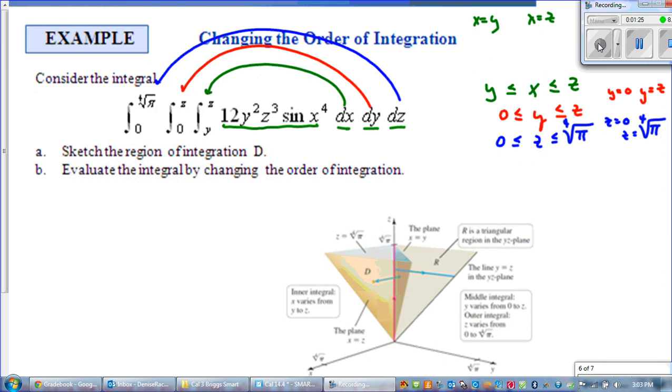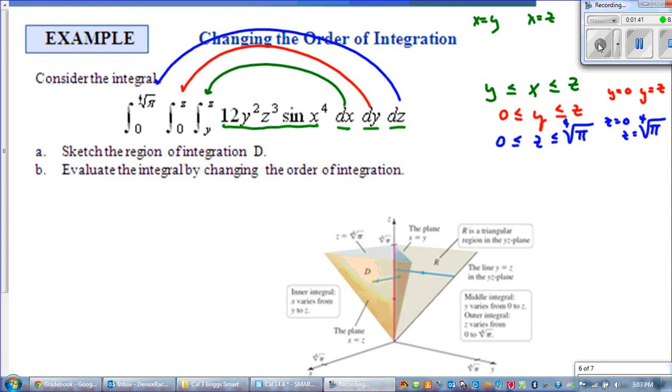Now, because those are already constant values, if I were going to change the order of integration, I would try to leave the z alone because that one I know is already constant values. And then I would try to just flip the x and the y. Now, why would I need to try to flip those?